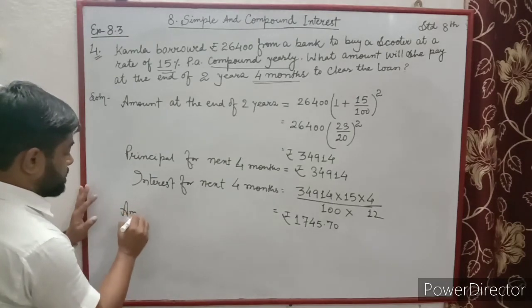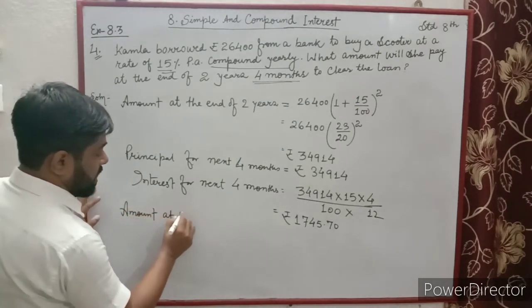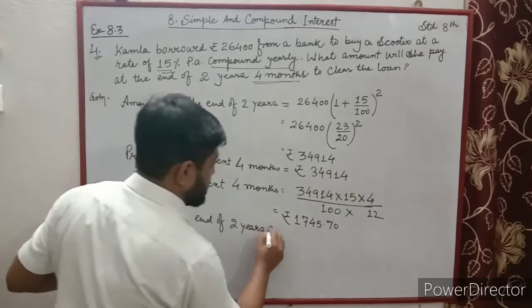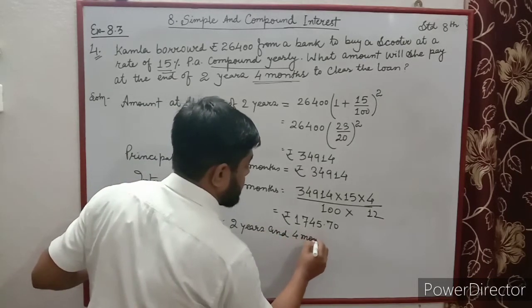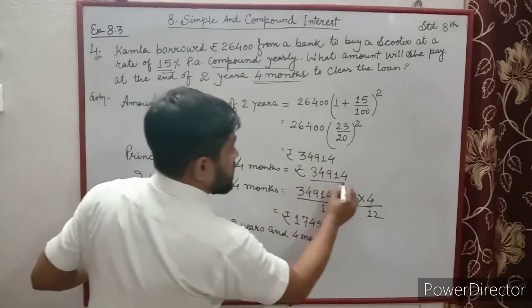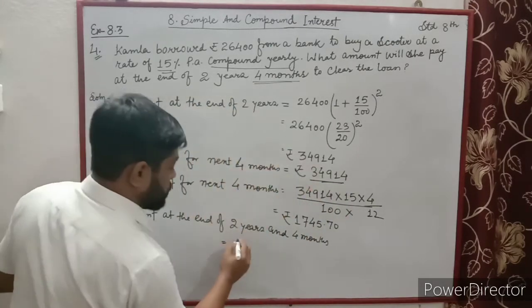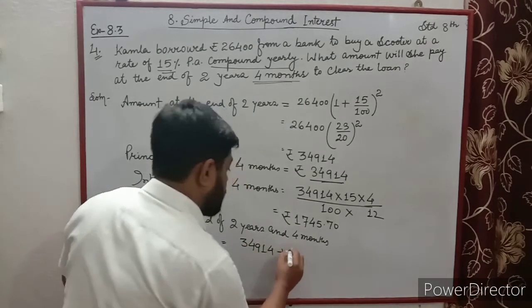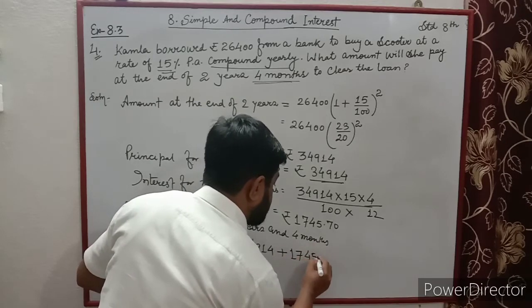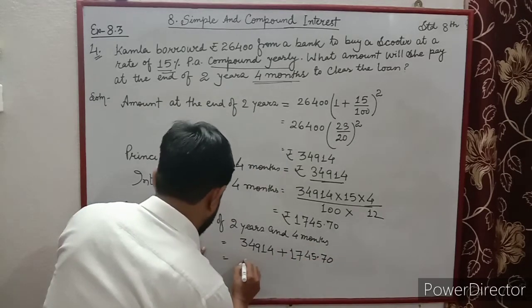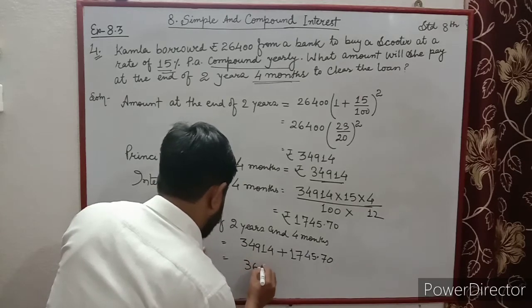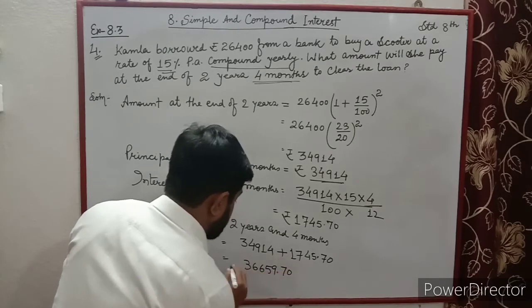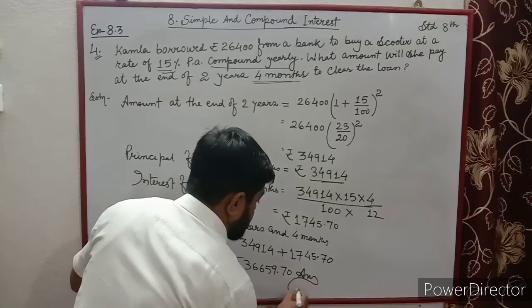Now amount at the end of 2 years and 4 months is amount at the end of 2 years, so 34,914 rupees plus 1,745.70 rupees. So after adding we have 36,659.70 rupees, that is answer.